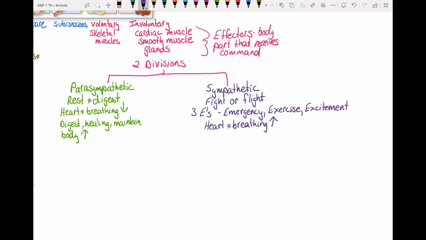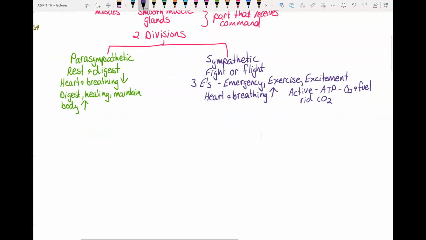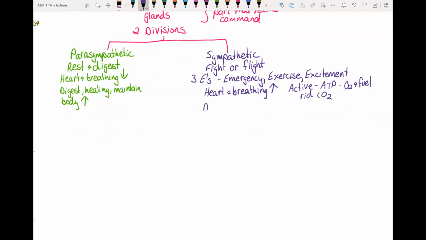Okay, if you think about that, connect this to what you've already learned. You're going to be active, which means you're going to need lots of ATP. And in order to make ATP, you need oxygen and fuel to your cells. So you need to be breathing more, getting more oxygen, also getting rid of carbon dioxide that your cells produce when they make ATP. And you need your heart pumping so you can deliver this stuff to your cells. And at this time, your digestion, your healing, your general maintenance are going to go down, because you need to focus on the emergency that you're dealing with.